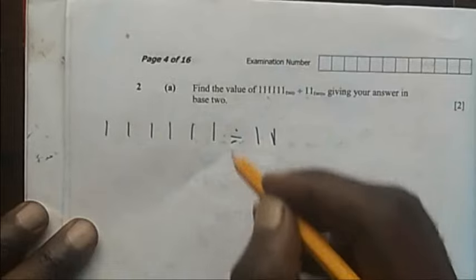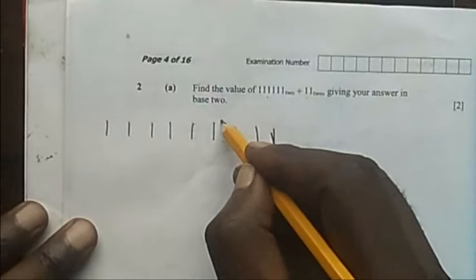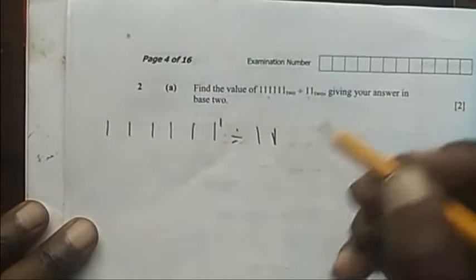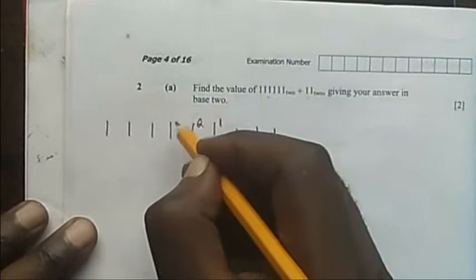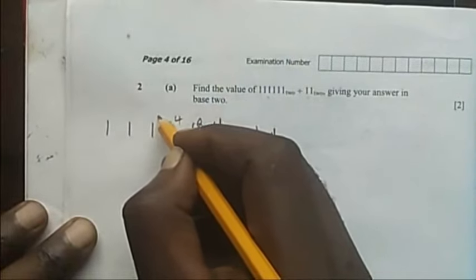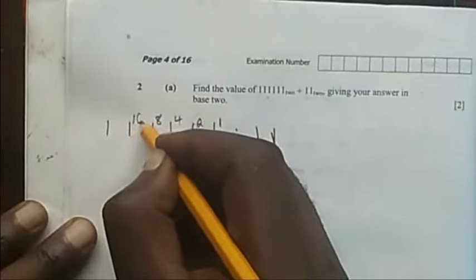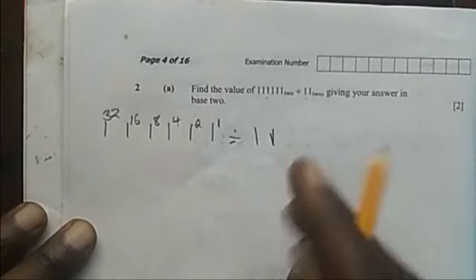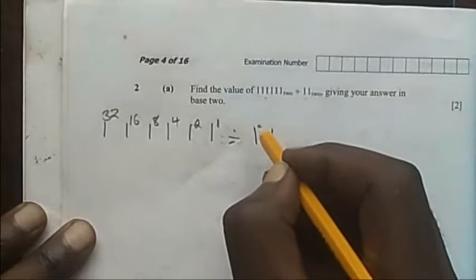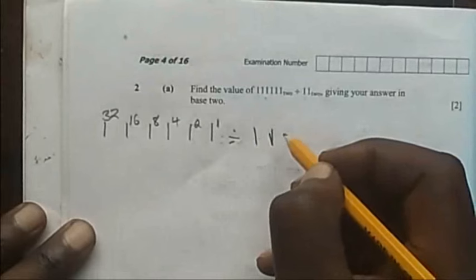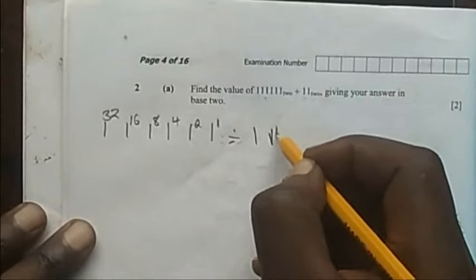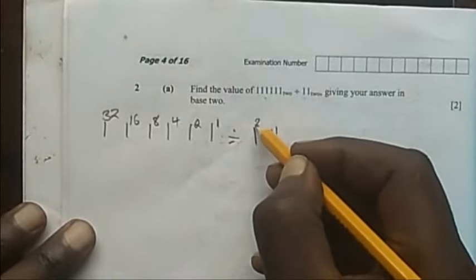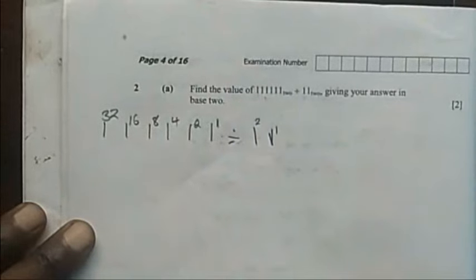So here, this place value is 1s, then this one is 2s, this is 4s, this is 8s, this is 16s, and this is 32s. Now we can do the same thing to this side: this is 1s, then this is 2s. Then we're going to add them.